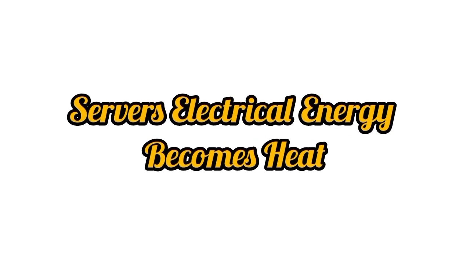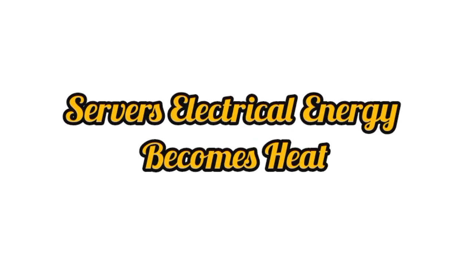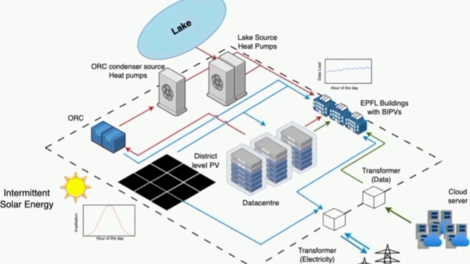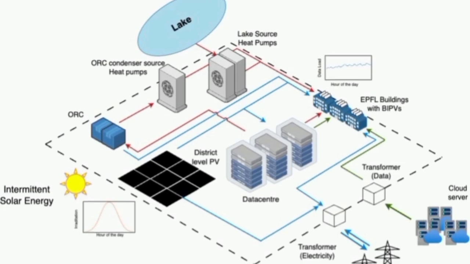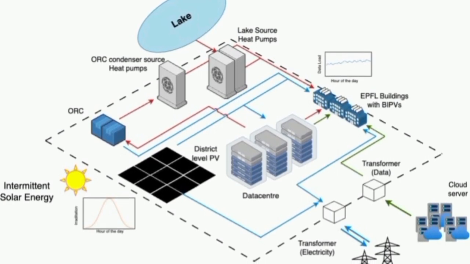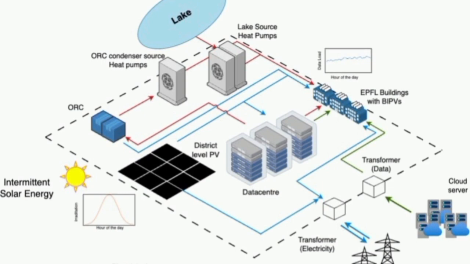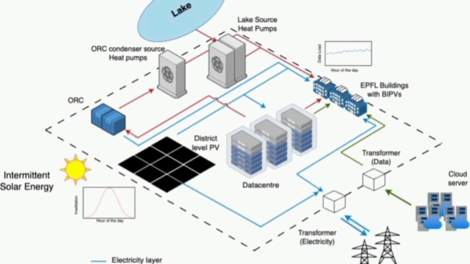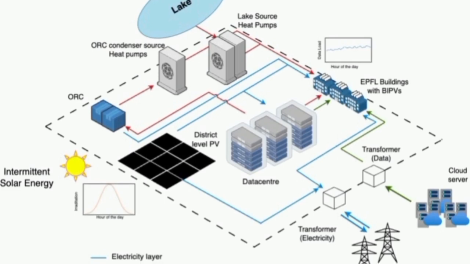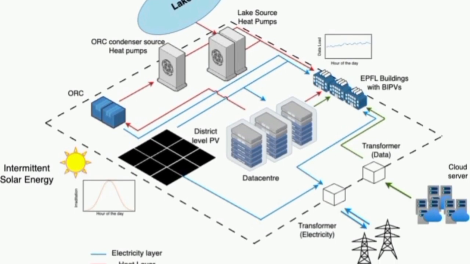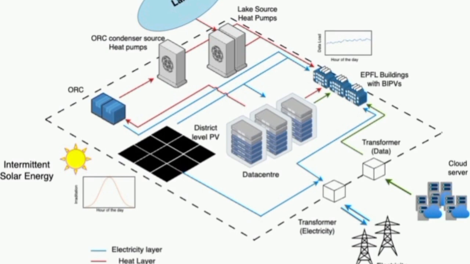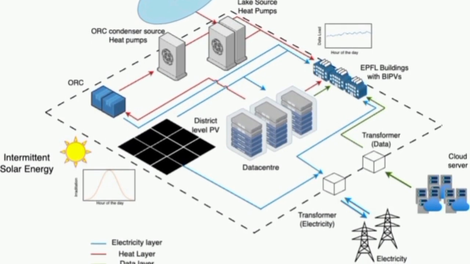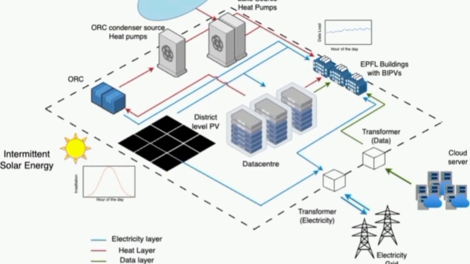Servers: electrical energy becomes heat. When electricity reaches the servers, it is converted into computational work. Nearly all consumed electrical energy becomes heat. Every kilowatt delivered must be removed by mechanical systems to maintain safe operating temperatures. This is the direct relationship between electrical infrastructure and cooling design. Electrical load equals thermal load.